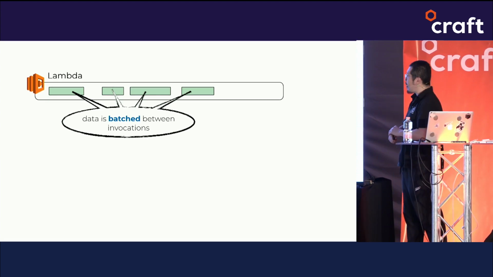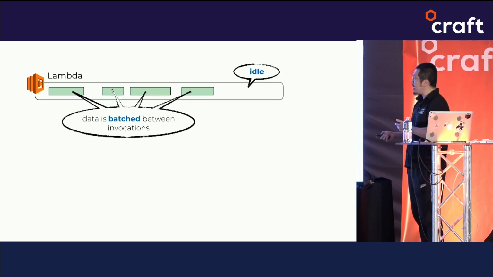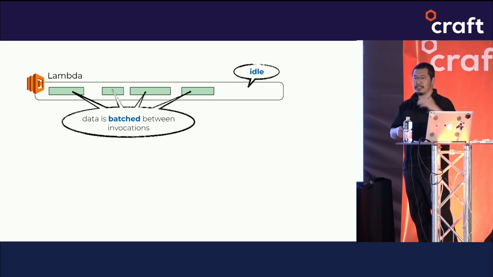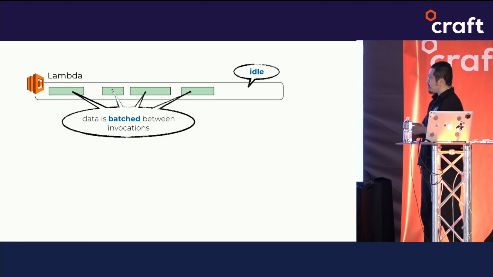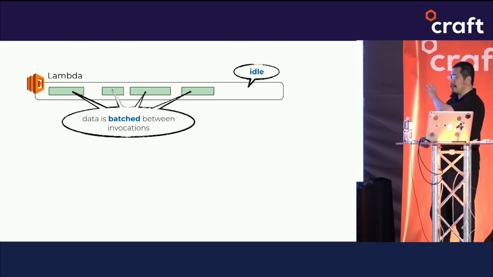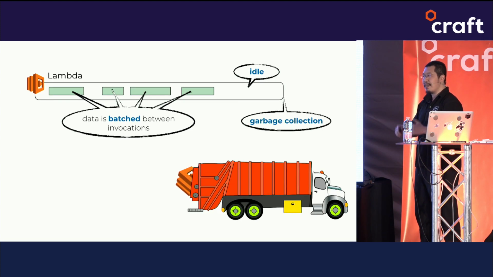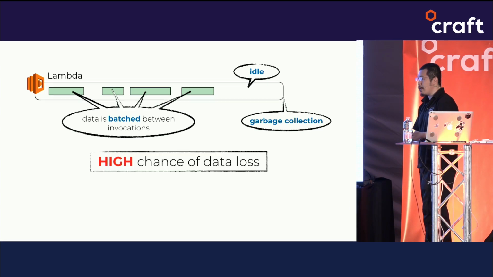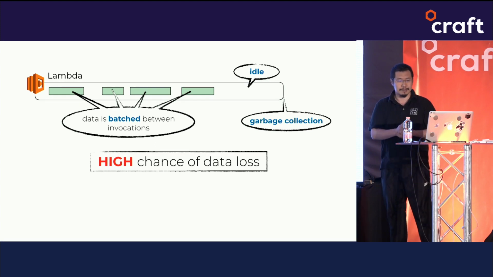In this case, if you're batching data between invocations and only sending it at the end, there's a good chance that when new containers have been created because of increased traffic to your system, and that traffic goes away, those idle containers that haven't been used for a little while are going to get garbage collected by the system, along with any data you have batched locally but haven't sent out yet. So when you do this, you also have a high chance of losing the monitoring data.